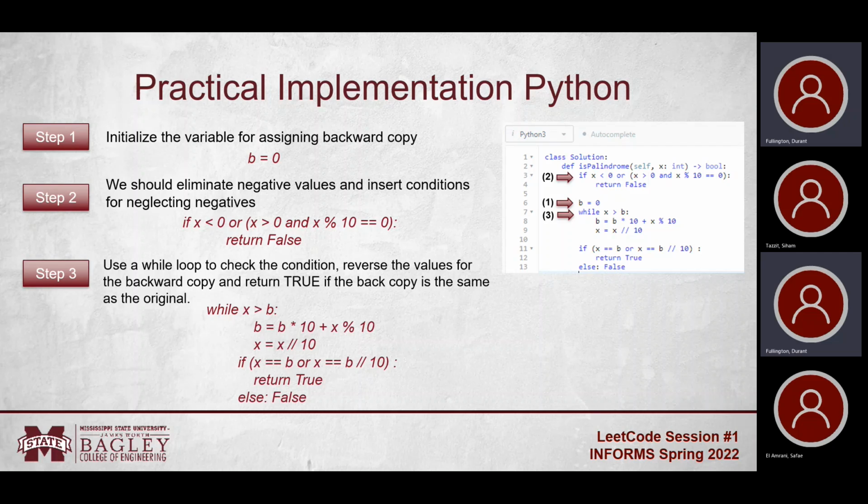And in step 3, we use the while loop and check the condition of this backward copy, comparing the first half and the second half of the backward copy. We return true if they are the same. Otherwise, we can return false. So this is going to be the third step.